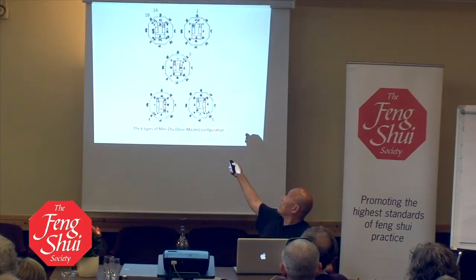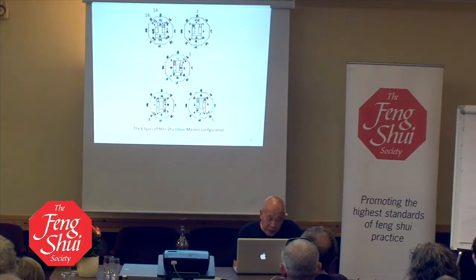Kan master is the north master with the door open to the east. That make sense to you? Okay. The second example is Li door. Li is south, so south door, Kan master. Kan is north. So the master, the main bedroom, is located to the north. That's number 2.